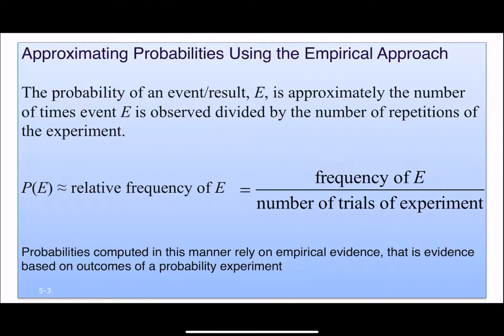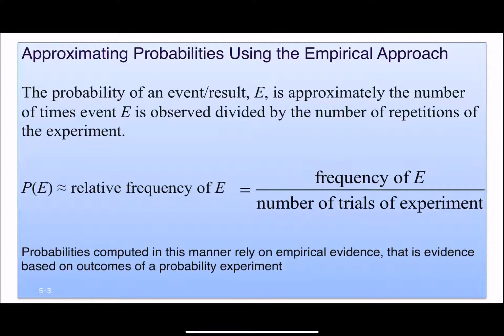So let's talk about using the empirical approach to approximate our probabilities. The empirical approach requires you to actually perform the experiment. So let's talk about rolling a die. Rolling a die, you would actually have to roll it however many times.